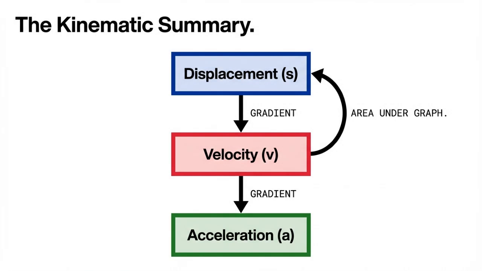Displacement changes with time, and the rate at which it changes is called velocity, which we find by looking at the gradient of the displacement time graph. Conversely, if we know the velocity over time, the area under that velocity graph gives us the displacement. Similarly, velocity changes over time, and its rate of change is acceleration, which we determine by the gradient of the velocity time graph. This means acceleration is the gradient of velocity, and velocity is both the gradient of displacement and the area under the acceleration graph if we had it. Together, these relationships form the core of how we analyze motion using kinematics, connecting displacement, velocity, and acceleration through gradients and areas under graphs.